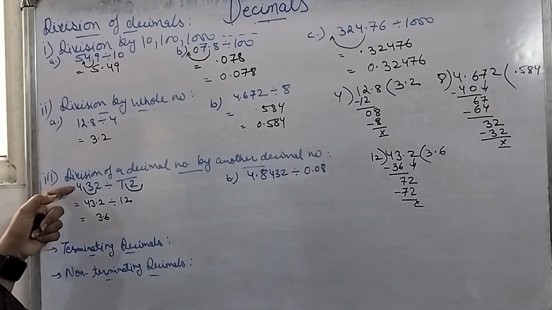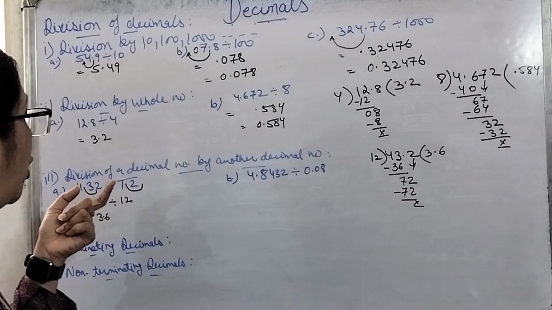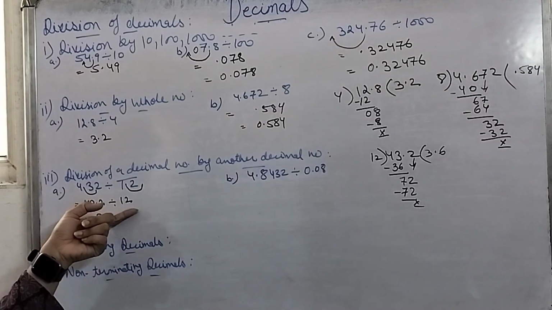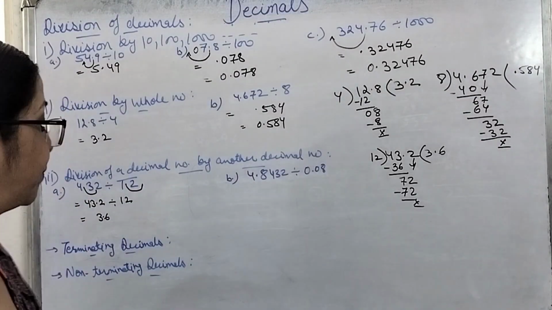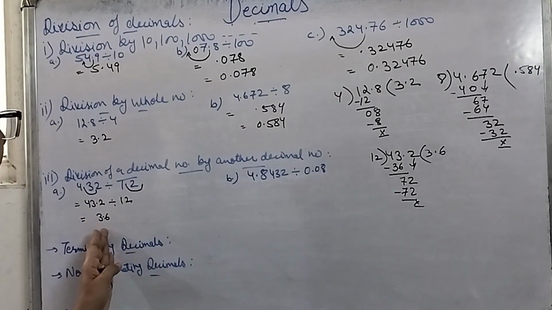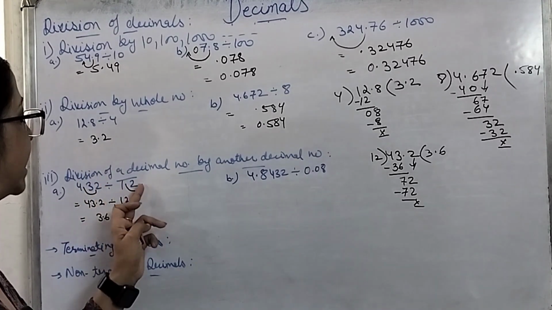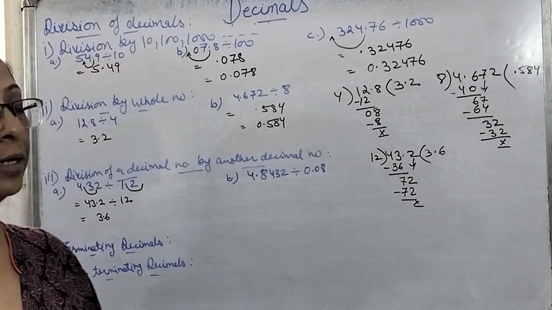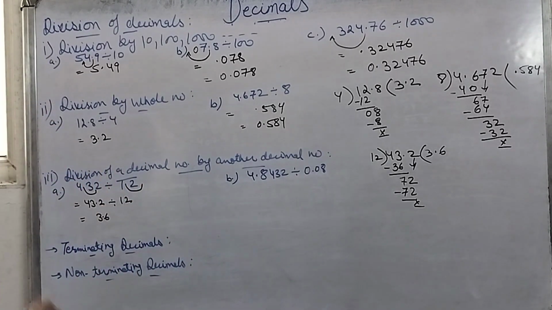So either we are dividing 4.32 by 1.2 or we are dividing 43.2 by 12. Both are the same thing. So we have simply divided it. We have converted the divisor into the whole number and then simply we have divided it.